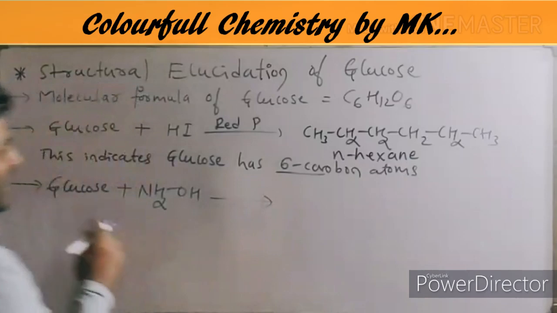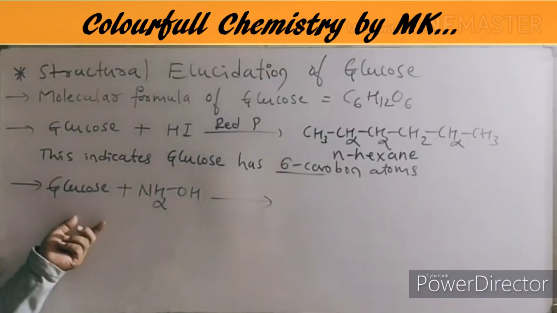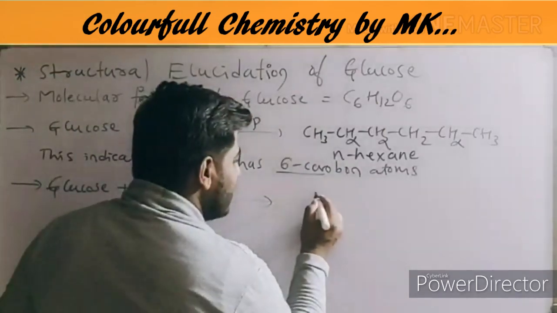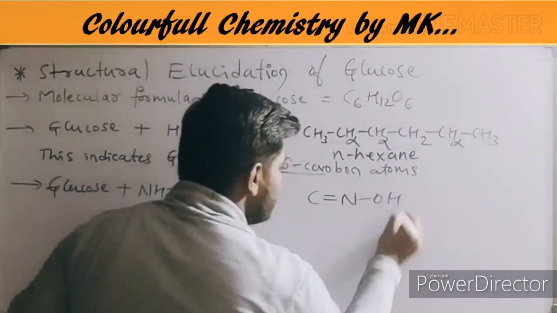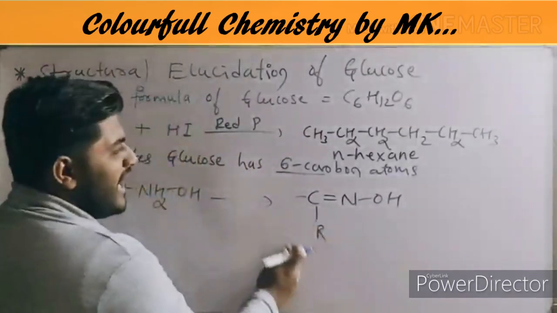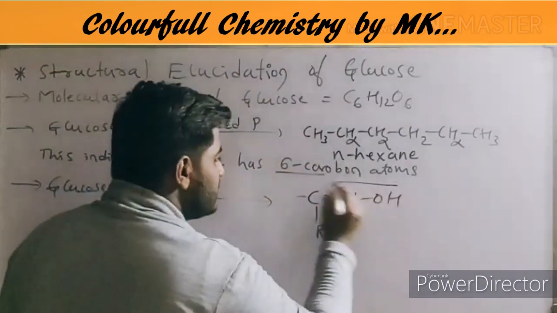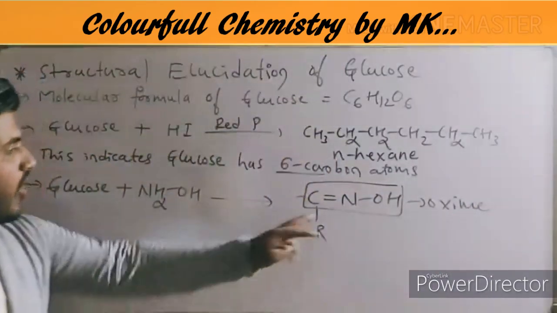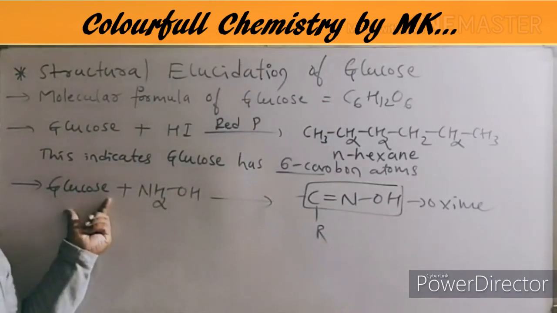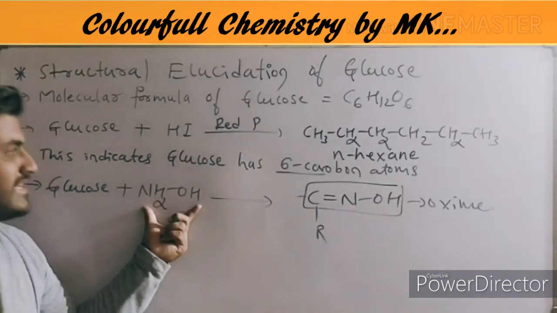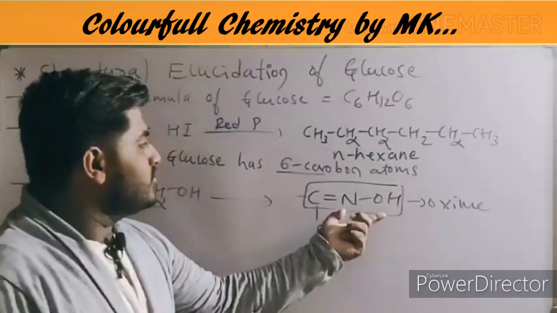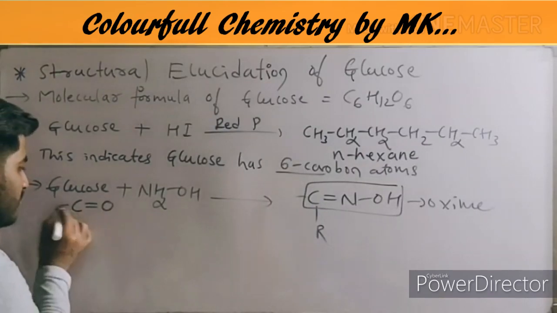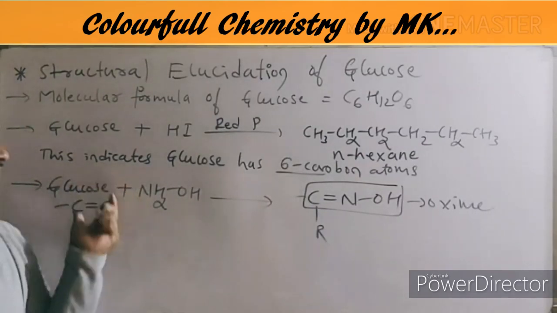When they added hydroxylamine to glucose, they got glucose oxime, nothing but C double bond NOH, single bond R. R is the remaining part of the glucose. This group is called the oxime group. So when glucose is added with hydroxylamine, we are getting oxime. This reaction indicates that glucose has a carbonyl group, C double bond O.